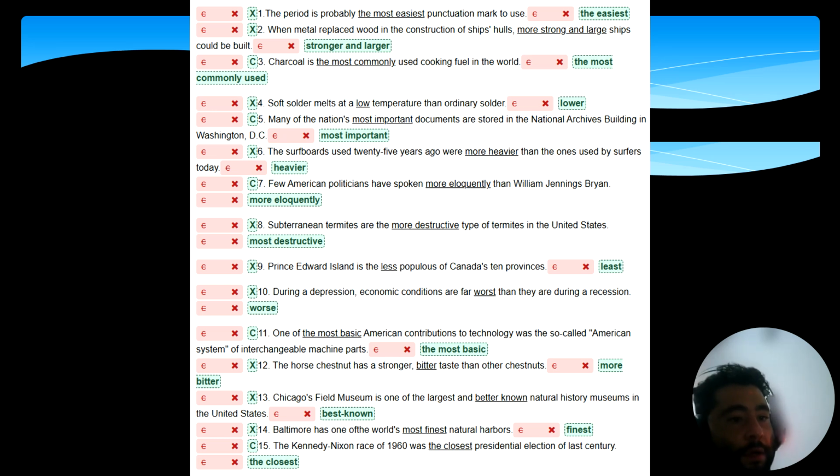Number 13, that one is incorrect. When we talk about, for example, one of the largest and best known natural history museums, number 14, Baltimore has one of the world's most finest, will be incorrect, the finest without most. And in the case of number 15, that one will be correct. We can say so.